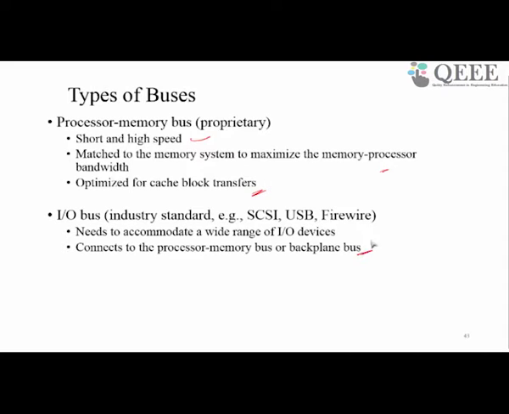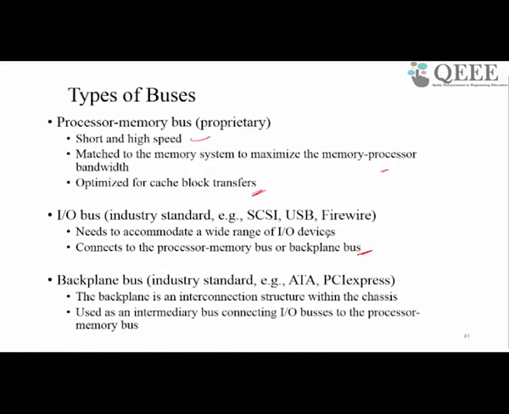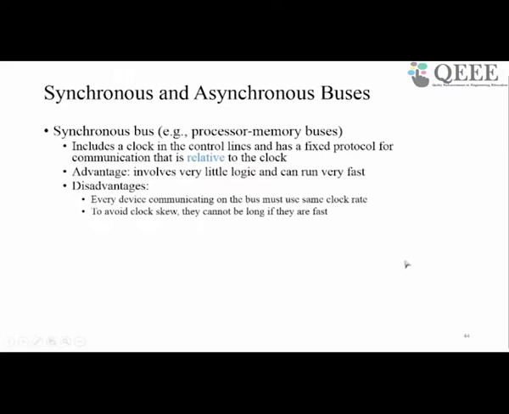Then the I/O buses can be industry standard buses like SCSI or USB. They can accommodate a wide range of I/O devices. Or there is a backplane bus, which is again industry standard, in which many I/O devices can be plugged in, like ATA or PCI interface devices and so on. The buses can be of two types, synchronous or asynchronous.